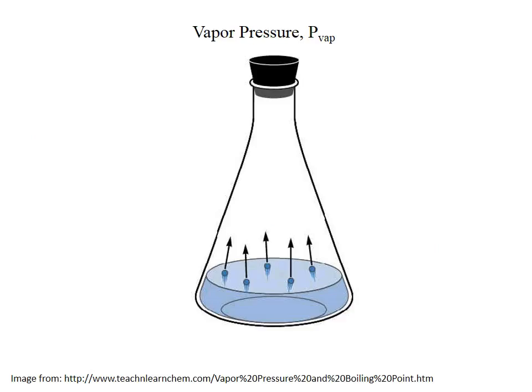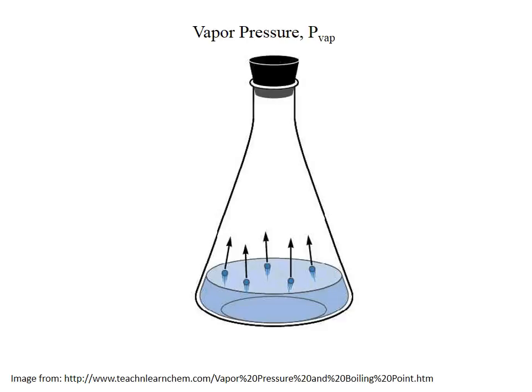Now this is a picture I got from that URL that's listed at the bottom of the screen. Vapor pressure is abbreviated P vap. And in order to understand vapor pressure, we have a liquid in an enclosed container. This is an image of an Erlenmeyer flask with a stopper on it. You can imagine that this is any liquid that you're familiar with. Let's just say it's water.